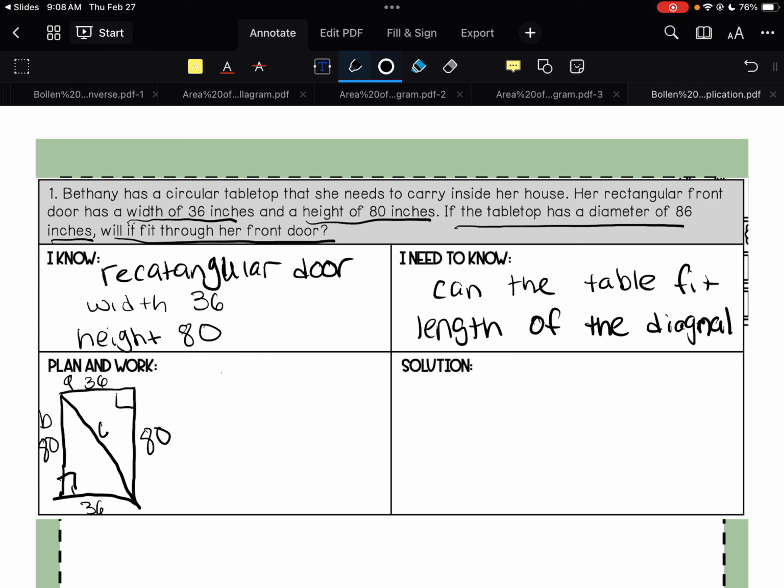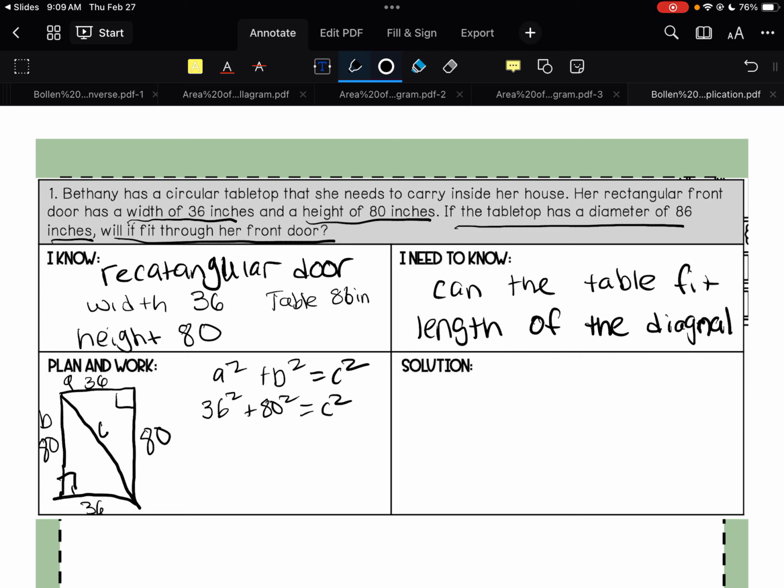So I can write A squared plus B squared is equal to C squared, and see if that C is greater than the 86 inches the table is. The table is 86 inches. So I have 36 squared plus 80 squared equals C squared.